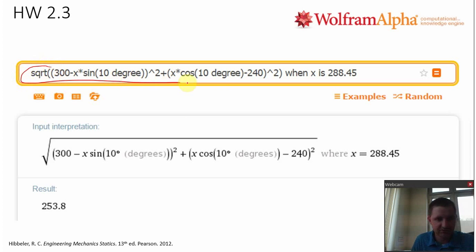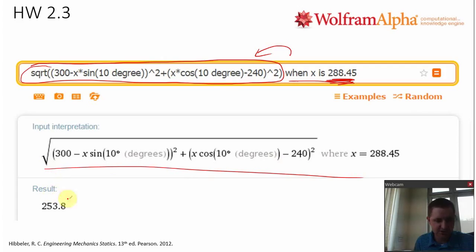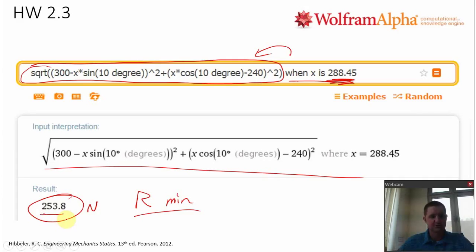So here's the function of the resultant. I just copy pasted that from my last slide, and I tell Wolfram Alpha, when x is 288.45, what is this? There's the interpretation, and that's the answer. This is in units of newtons, and that is the resultant. That's actually the minimum R. So the minimum resultant is 253.8 newtons. All right, and that's the solution there.